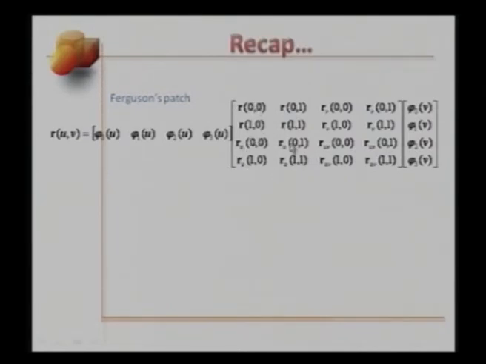The bottom left region comprises the slope information along the u direction, r sub u, or partial r over partial u, evaluated at 0,0; 0,1; 1,0 and 1,1. Finally, the bottom right portion here comprises twist vectors given by the mixed second derivative of r with respect to parameters u and v.